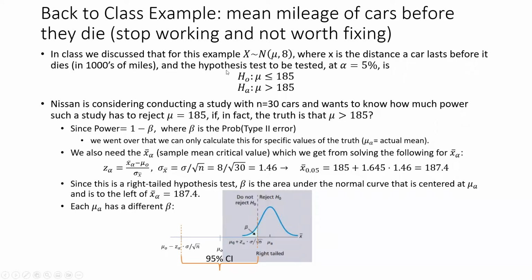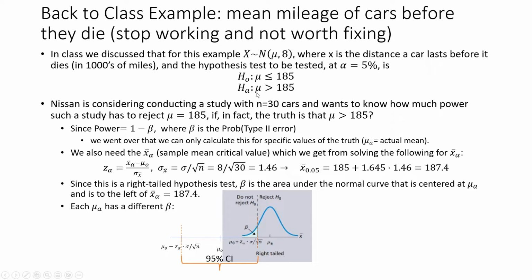So going back to the class example, the mean mileage of cars before they die, and by that we mean when they stop working and are not worth fixing. In class, we discussed that for this example, we had normally distributed data where we didn't know the actual number of miles that a car could go, but we were going to assume that 8,000 miles was the standard deviation in the population. And at a 5% alpha significance level, we set up this hypothesis.